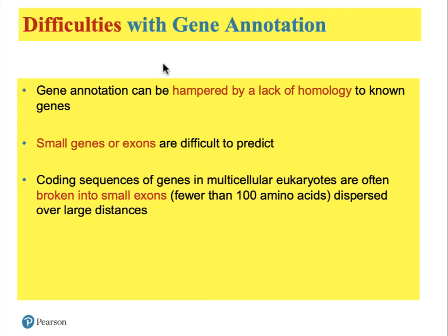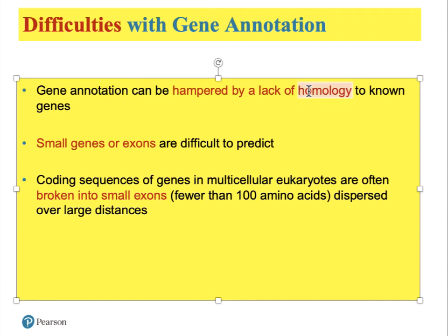There are several criteria under which gene annotation fails. One is the lack of homology to known genes. The other is the existence of small genes or exons that can be difficult to predict using computer programs, or the breaking of genes into multiple small exons that code for fewer than 100 amino acids. Those can be tricky for computer analysis software.